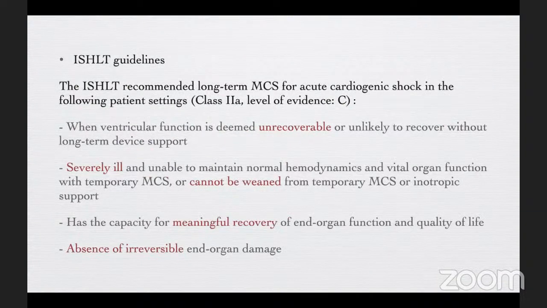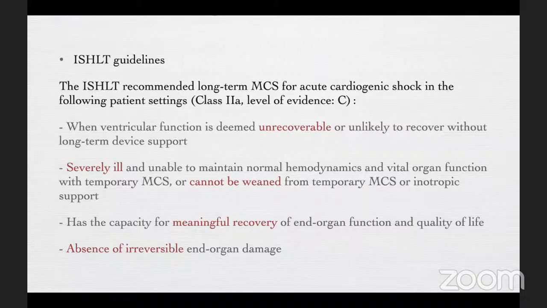The International Society for Heart and Lung Transplantation guidelines for mechanical circulatory support recommend long-term mechanical circulatory support for acute cardiogenic shock in the following patient settings. It's class 2A. When ventricular function is deemed unrecoverable or unlikely to recover without long-term device support, severely ill or unable to maintain normal hemodynamics and vital organ function with temporary mechanical circulatory support or cannot be weaned from temporary mechanical circulatory support or inotropic support, has the capacity for meaningful recovery of organ function and quality of life, absence of irreversible end organ damage.